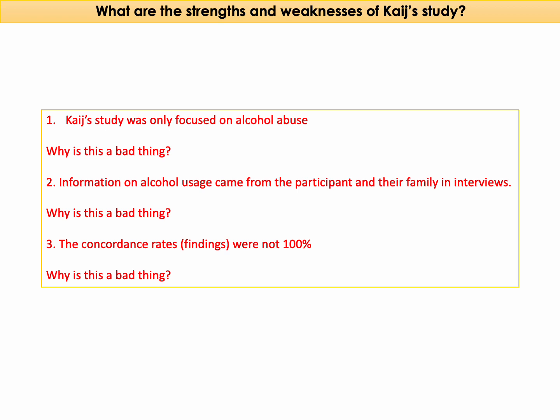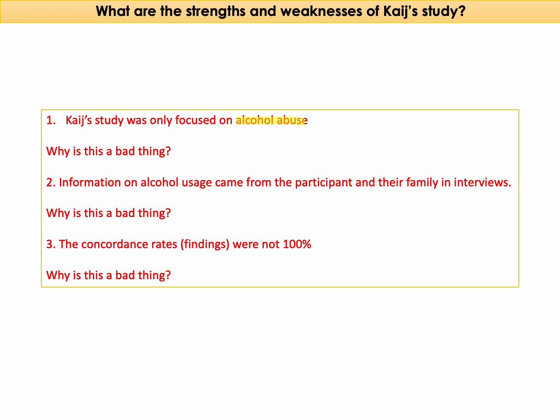So the first one, Kaij's study focused only on alcohol abuse. This is bad because the findings can't be generalised to other addictions. Whilst the findings do support the biological explanation of addiction, they only support that alcohol addiction is biological. Smoking or gambling addictions or any other addiction that's not alcohol might have an alternative explanation that's better. But we don't know that because Kaij only looked at alcohol addiction.